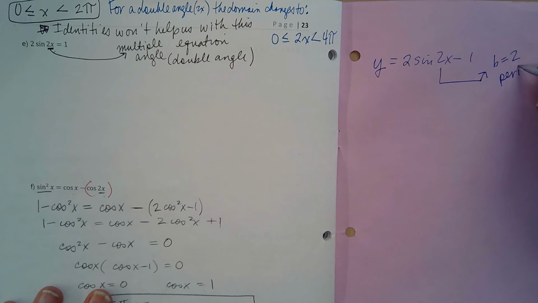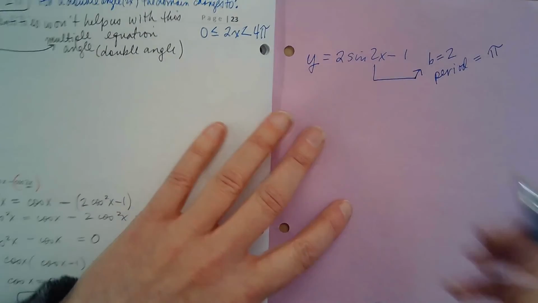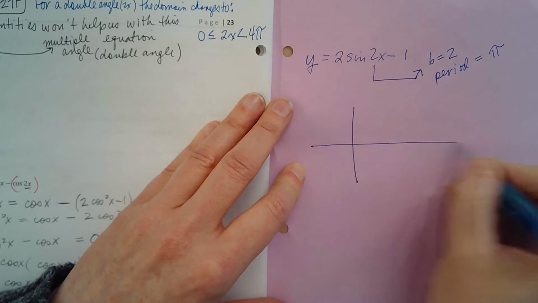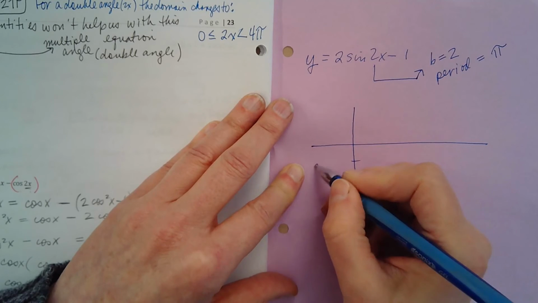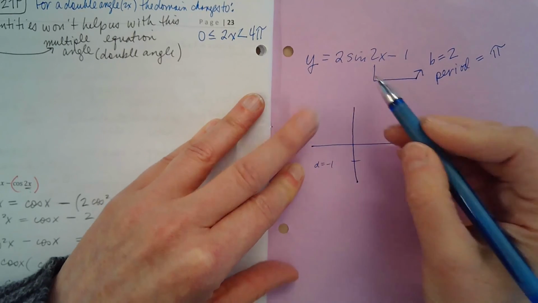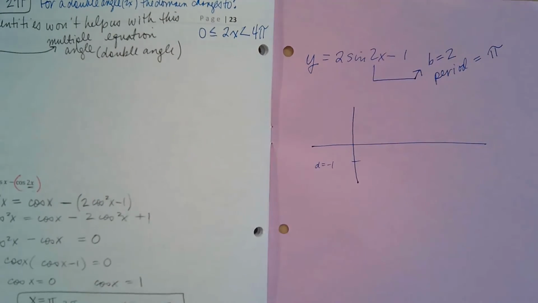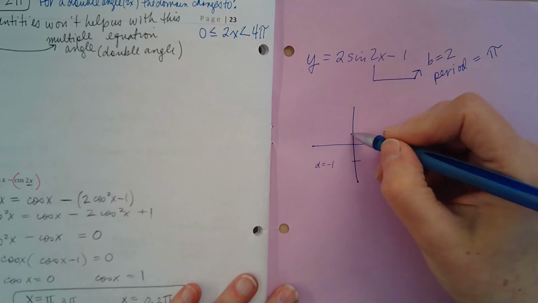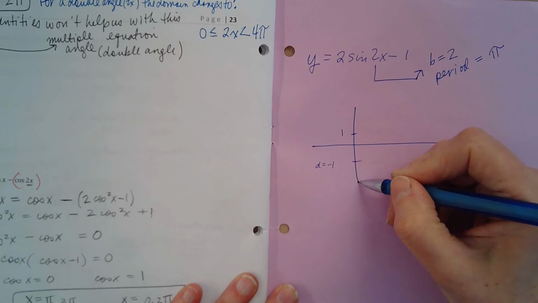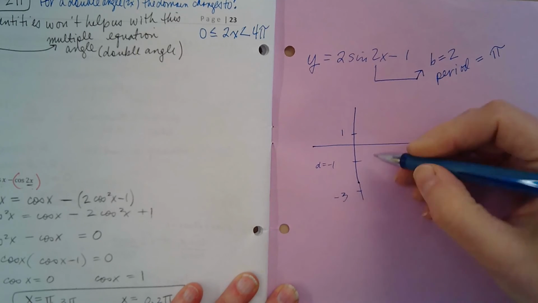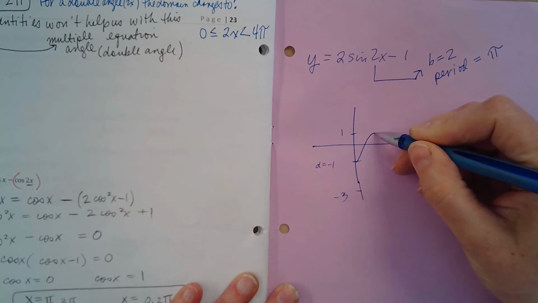Or what would the period be? Pi, right? So what that means, and we're just going to go over here for a sec. So if I had this graph and the d is -1, there's no shifting. It's been elongated, right? So it has a distance, it would go up to 1 and down to -3. Okay, so my graph would look like this.